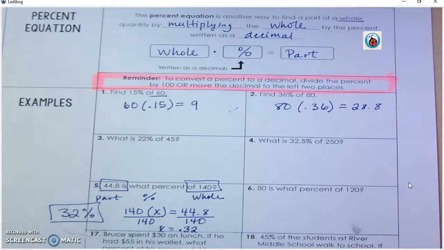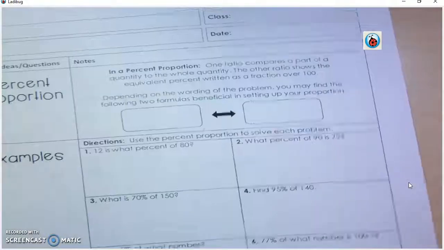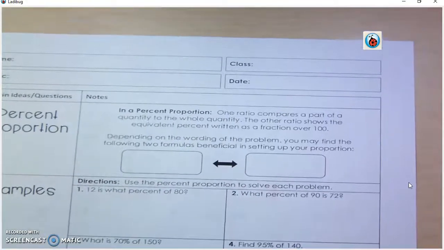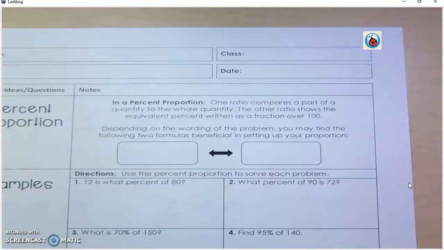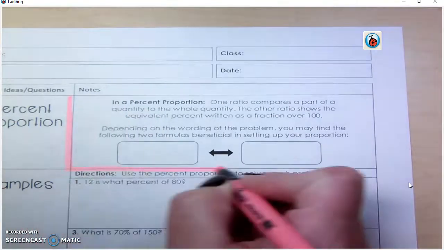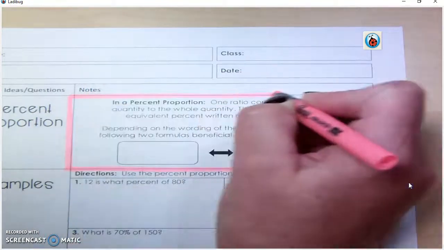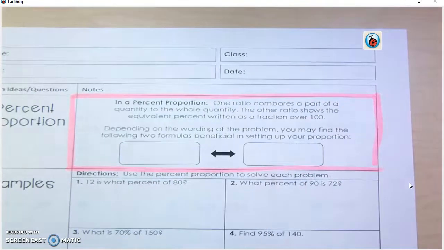Let's flip to another side of your note and talk about percent proportion. Percent proportion is going to be utilizing our proportional format in relationships. I'm highlighting where you guys have seen these rules. In percent proportion, one ratio compares part of the quantity to the whole quantity. The other side of the ratio shows the equivalent percent written as a fraction over 100.